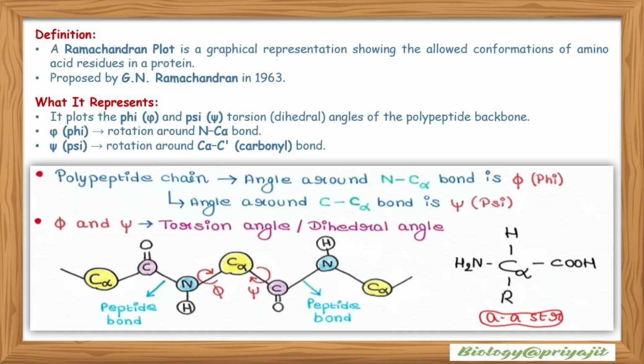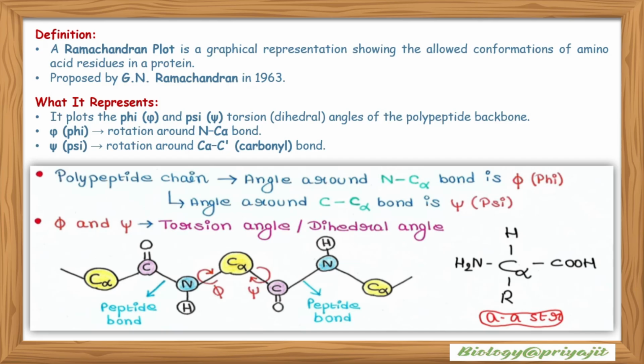What is Ramachandran plot? It's a graphical representation showing the allowed conformations of amino acid residues within a protein, and this plot was proposed by G.N. Ramachandran in 1963. What does it represent? The graphical representation plots the phi and psi torsion dihedral angles of the polypeptide backbone.